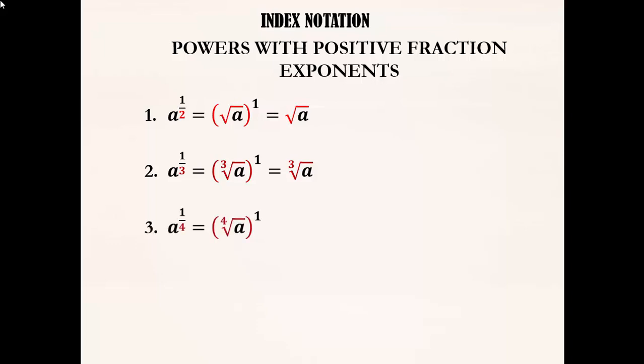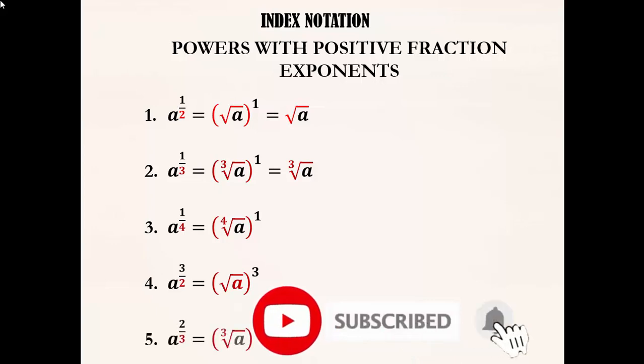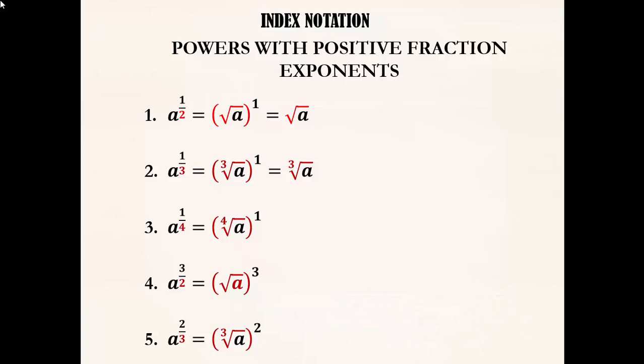Similarly, a to the power 1 over 4 simply represents the fourth root of a, and that is simply the fourth root of a all to the power 1. And again, a to the power 3 over 2 simply represents the square root of a all to the power 3. The denominator 2 represents the square root, and the numerator 3 represents the power it is raised to. And again, a to the power 2 over 3 represents the cubic root of a all to the power 2. We shall prove this in our subsequent lessons.